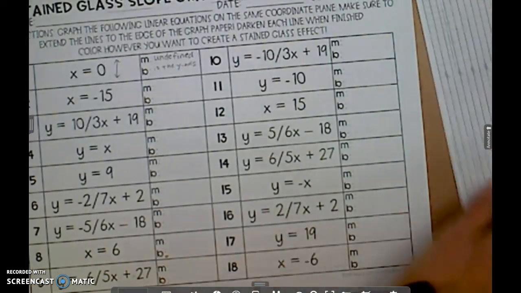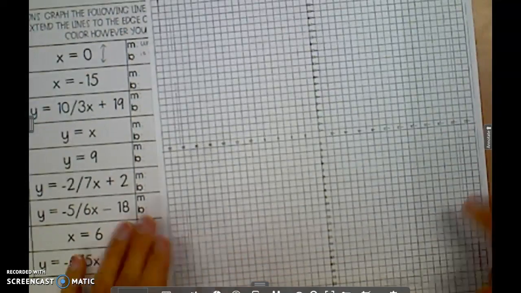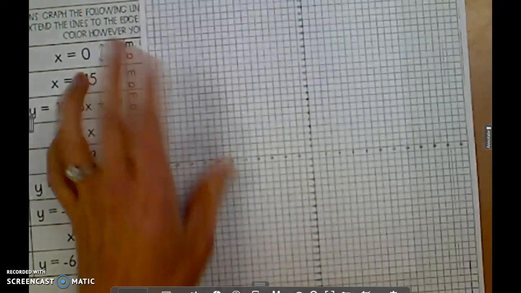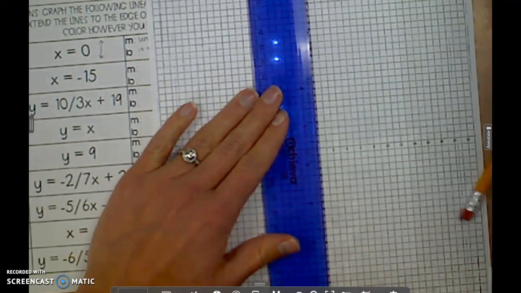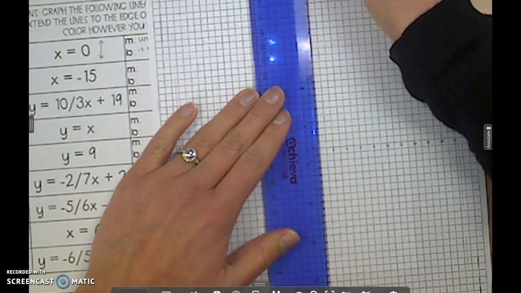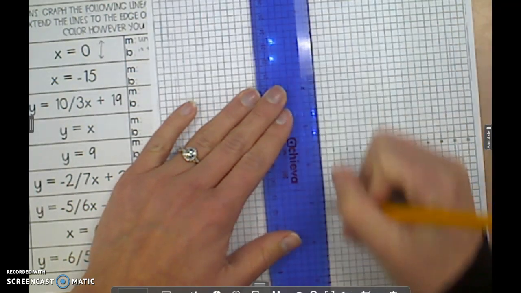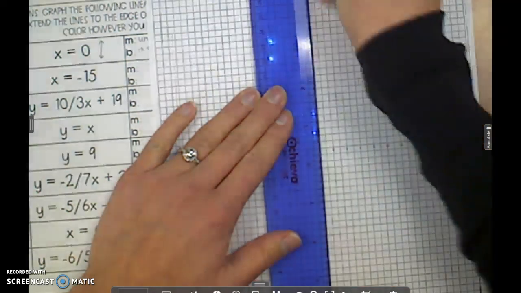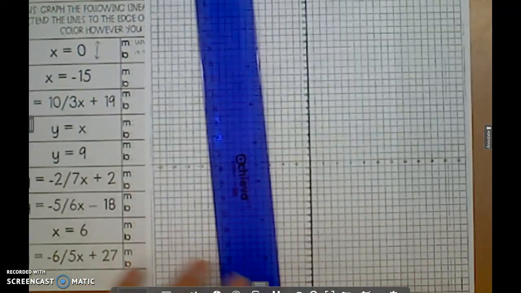So what do I mean by that? When we go over to our graph, x equals 0 is the y-axis. So I'm going to take my pencil and I'm going to graph the y-axis. That is x equals 0. Now later I'm going to go through and do this with a pen. But for now, there's my graph. Okay, let's go back over this.